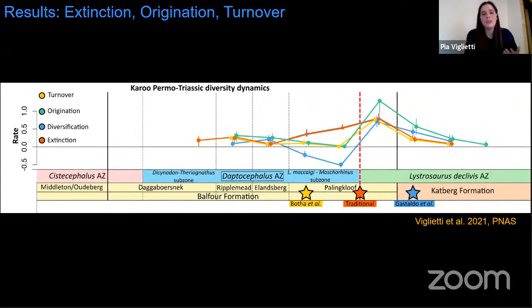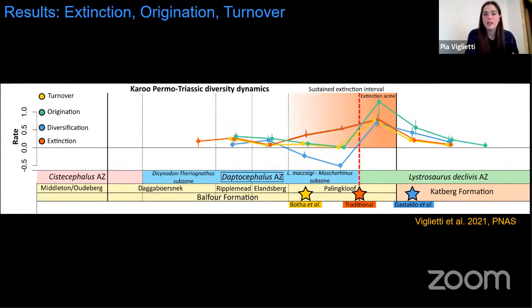So here we are just looking at the part showing rates of extinction, origination and turnover across the Karoo Permo-Triassic boundary. Firstly, you'll see that extinction in red or orange and turnover remain relatively low through our study interval, but extinction becomes significantly elevated above background in the upper Daptocephalus zone and remains high for an estimated period close to 1 million years in the lower Lystrosaurus zone.